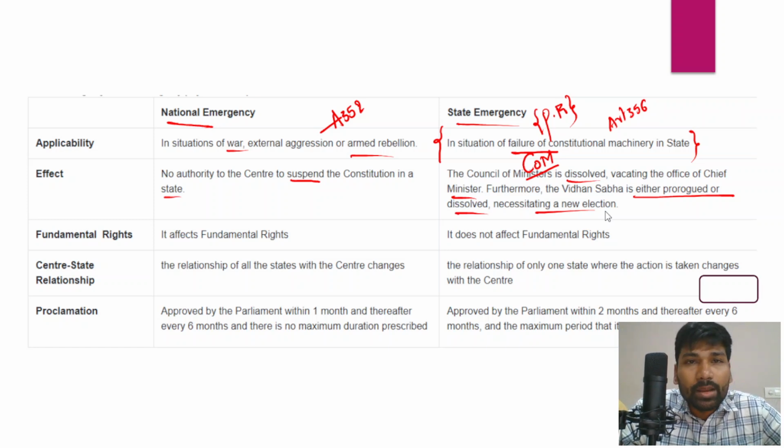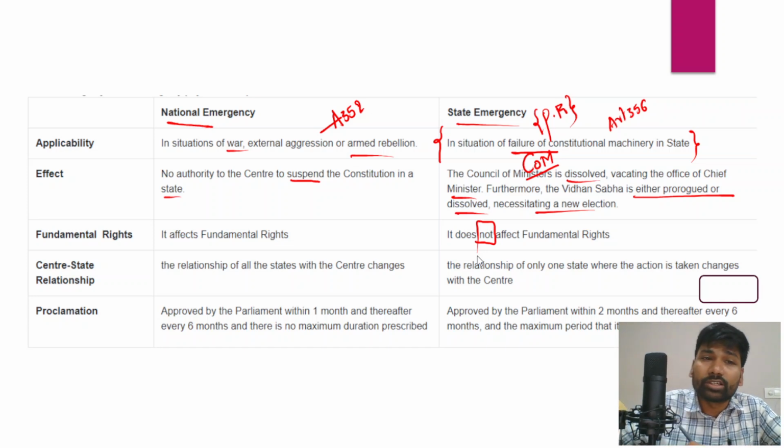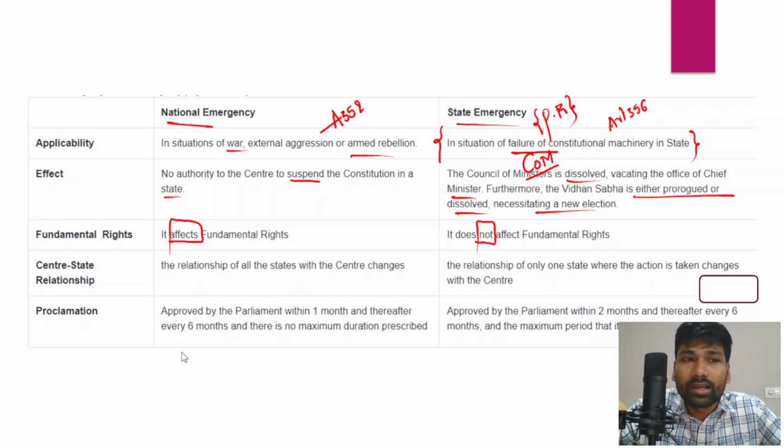However, whenever national emergency is declared, it certainly affects the fundamental rights except Article 21, right to life and personal liberty, of the Indian Constitution. So it affects the remaining fundamental rights as well. However, whenever the president's rule is declared in one particular state under Article 356, there will be no effect on the fundamental rights. So individuals living in one particular state will enjoy all the fundamental rights similar to the people in other parts of India. But on the other hand, whenever the national emergency is imposed, it certainly affects the fundamental rights.